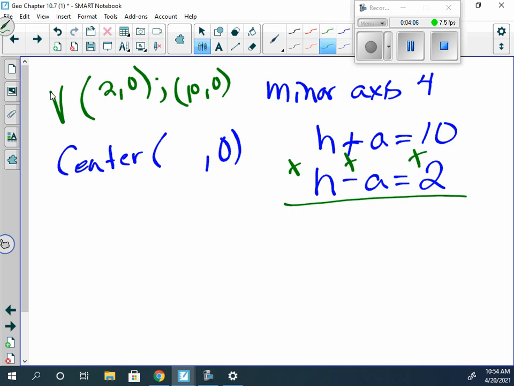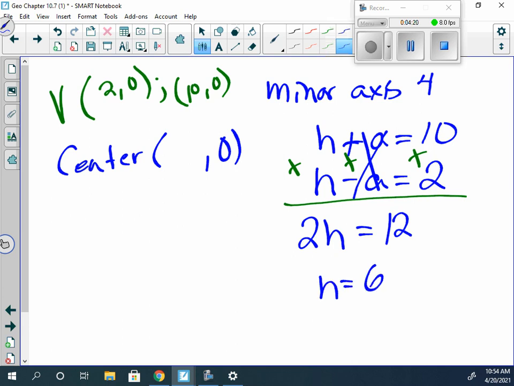H plus H is 2H. A plus negative A is 0. So the center is at 6, 0. Now, what we called A is actually B, which is 2, because the minor axis length is 4. We have to cut it in half because it's going above and below the center, and it gives us 2.